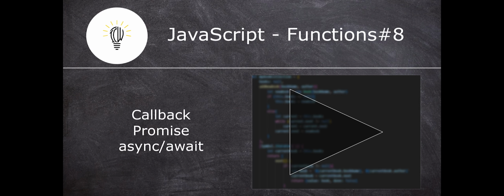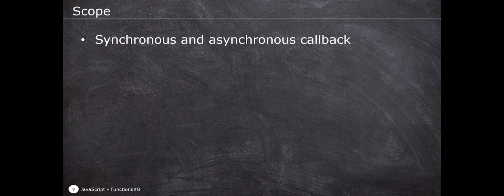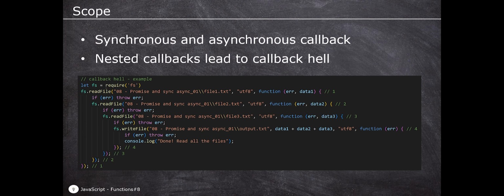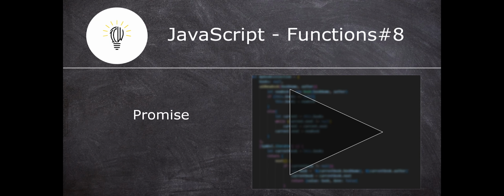Welcome to the second video on the topic of promises and async await in the JavaScript function series. The last video taught us about synchronous and asynchronous callbacks and how a nested async callback can lead to a callback hell. In this video, we will learn about a JavaScript feature called promise that helps us to write cleaner, easier to understand asynchronous code. It also provides a way to handle the final result, whether the execution of the asynchronous code is a success or a failure.